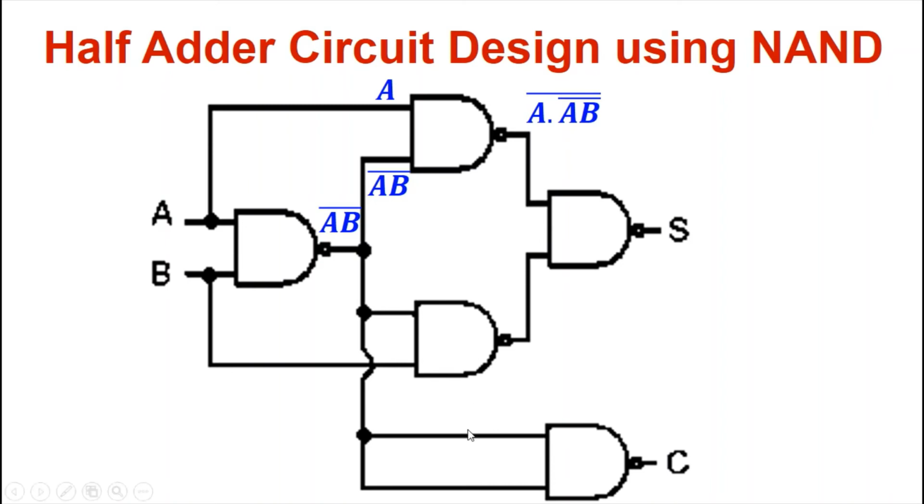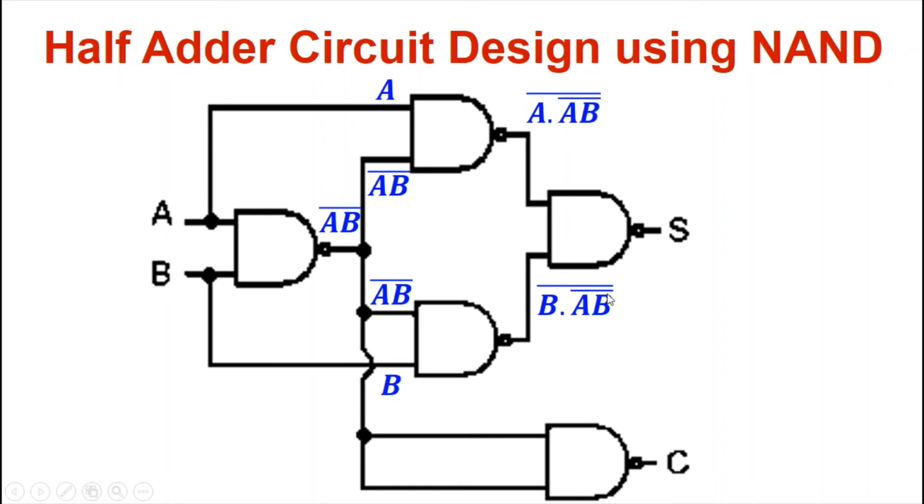Similarly, for this particular NAND gate, the inputs are B and AB complement, so the output will be B and AB complement whole complement. Now we have the final NAND gate, where the inputs are from the outputs of the previous NAND gates. One of the inputs is A and AB complement whole complement, and the other input is B and AB complement whole complement.